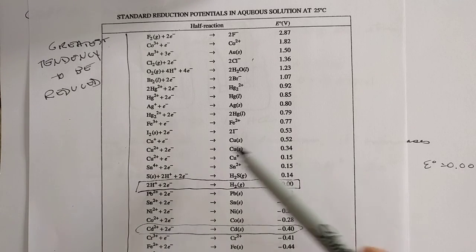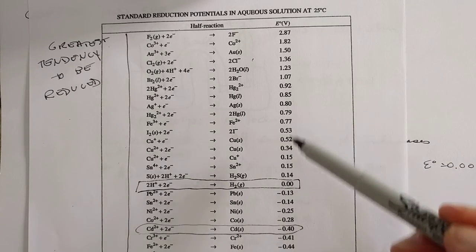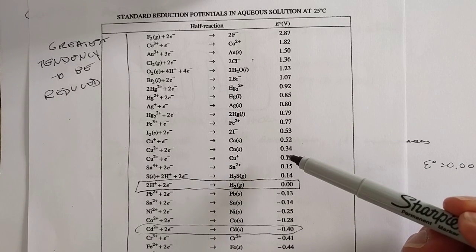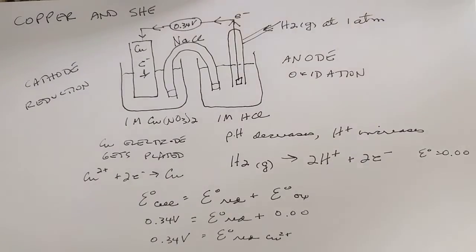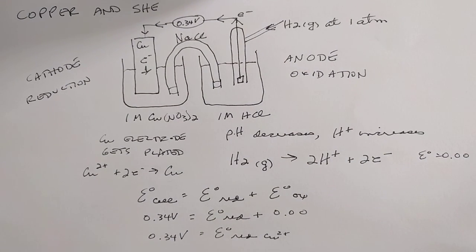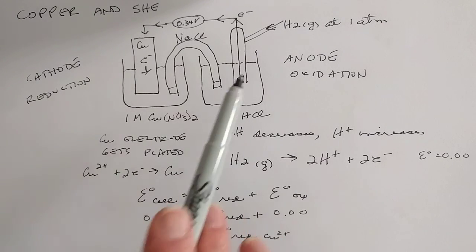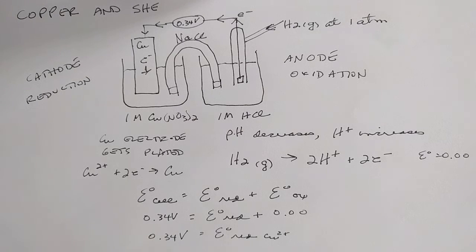So our E0s will be positive if they have a greater reduction potential than hydrogen, and they'll be negative if they have a less reduction potential than hydrogen. And we can experimentally determine what that is by setting up an experiment with the standard hydrogen electrode. That's it.